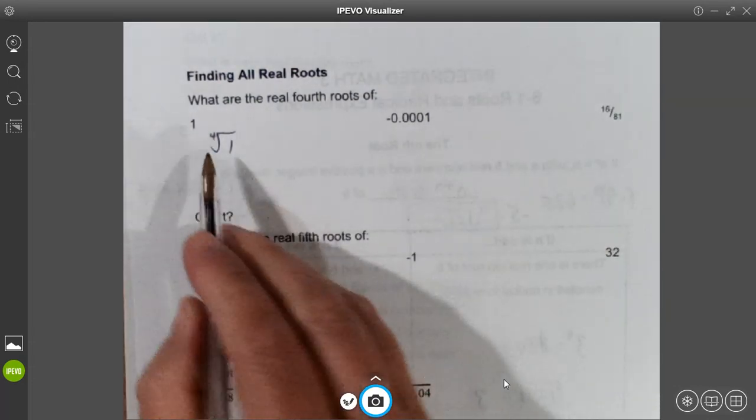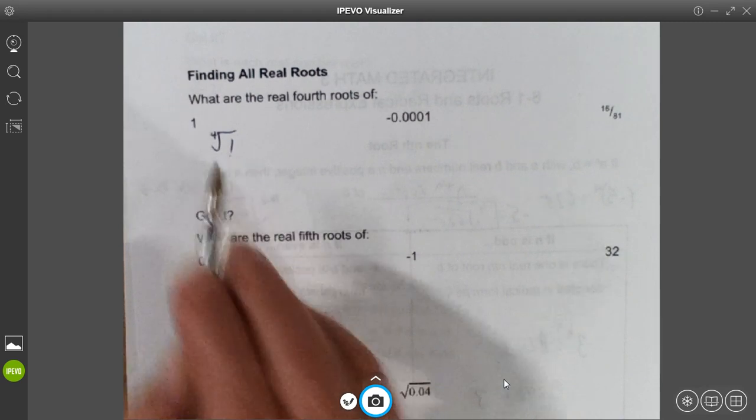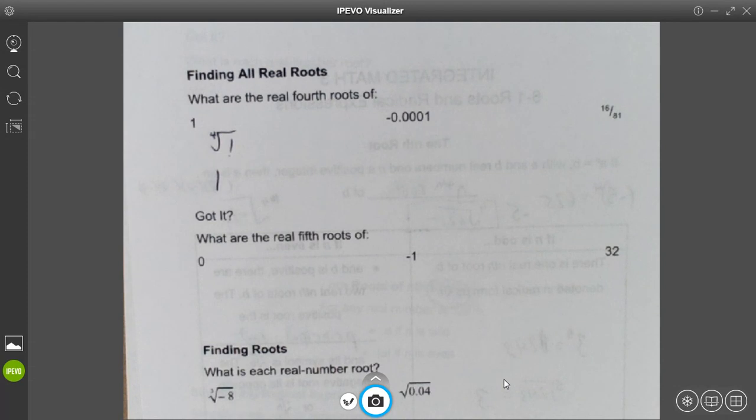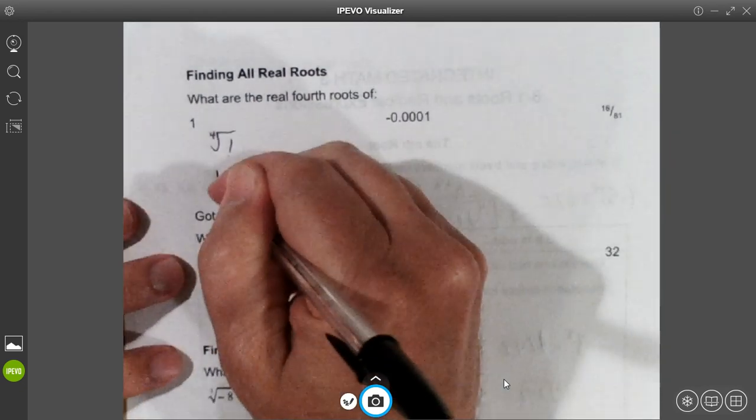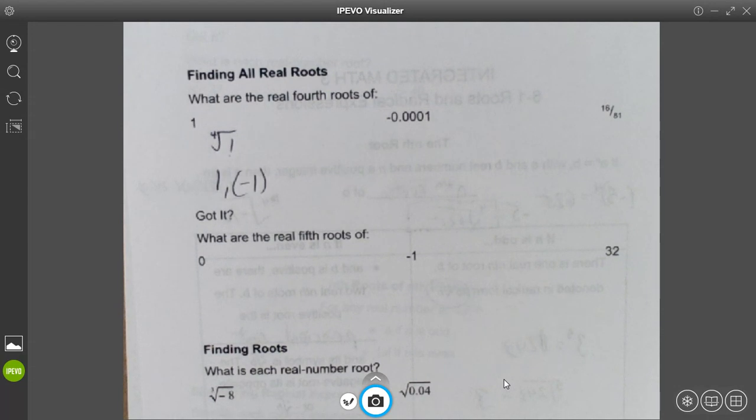Now here, if the index is even and the radicand is positive, there are 2 answers. The principal one would be 1, because 1 times 1 times 1 times 1, 4 times, would give you 1. And that's the principal. But -1 is also a root of that, because if I do -1 times itself 4 times, I also get +1. So we've got two roots there.